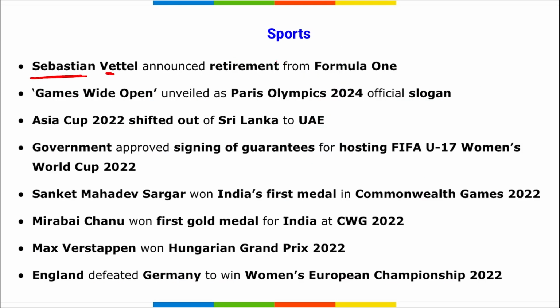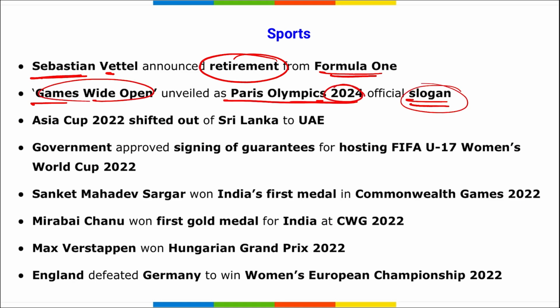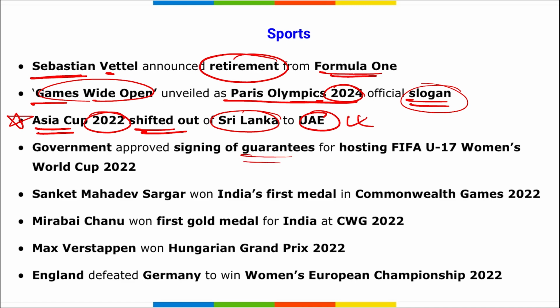Sebastian Vettel has announced retirement from Formula 1. Games Wide Open unveiled the Paris Olympics 2024 official slogan. Asia Cup 2022 shifted out of Sri Lanka to United Arab Emirates. Mark this. Where was the Asia Cup 2022 held? It was held in United Arab Emirates. Then government has approved the signing of guarantees for hosting FIFA Under 17 Women World Cup in India. Earlier it was banned by FIFA, but then again it was restored, and in three cities this was held.